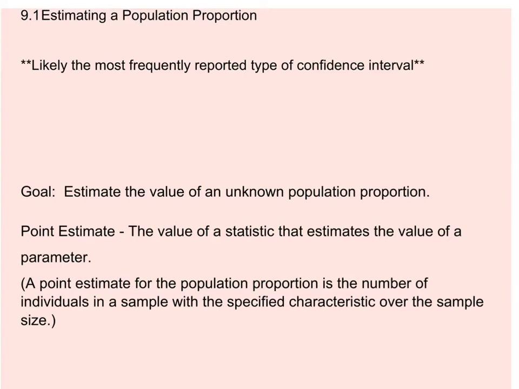And we'll write the definition here for a point estimate, and that is a value of a statistic that estimates the value of a parameter. And so a point estimate for the population proportion is the number of individuals in a sample with the specified characteristic over the sample size. And that is the p hat that we saw in the previous section.